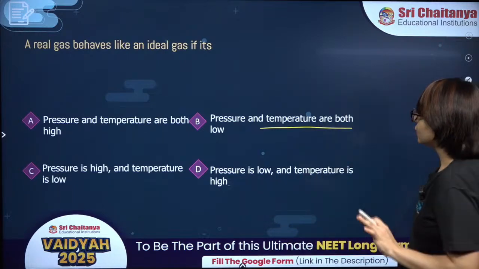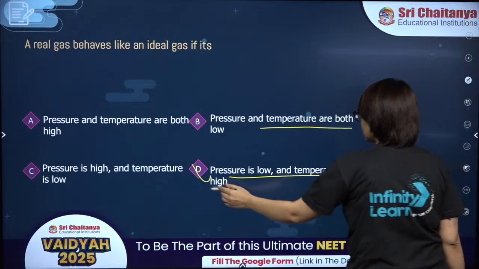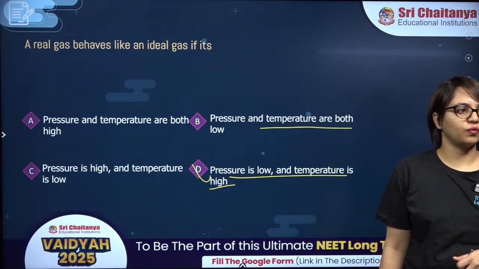All right. So, a real gas behaves like an ideal gas if the pressure is low and temperature is high. So, the correct answer is option D. Option D is correct, bachcho. Well done, well done.